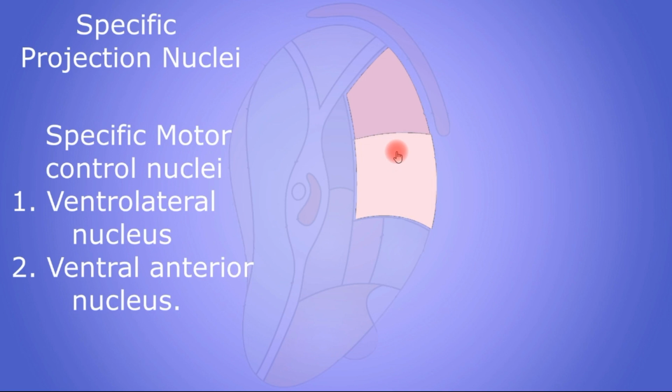As we will see further in the connections, they receive signals from the basal ganglia and the cerebellum and then send them to the motor cortex for the initiation and coordination of movement. So that is why these are specific motor control nuclei.